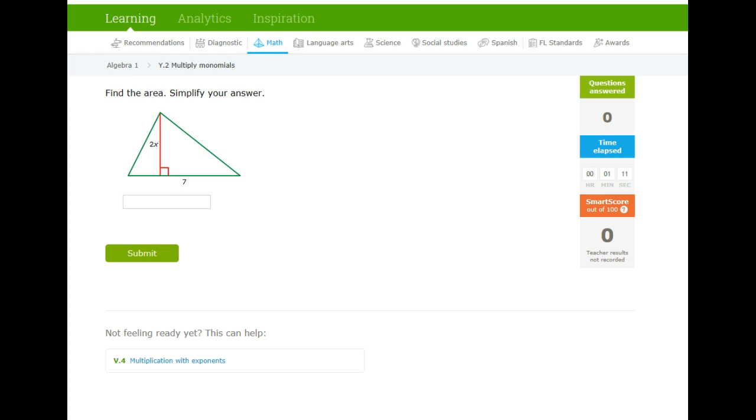This is the first question for Y2. They said find the area, simplify your answer. The area of the triangle is a basic area that you need to know, which is base times height divided by 2. The base of the triangle here is 7. The height is 2x. So you multiply 7 times 2x, which is equal to 14x. And then you divide it by 2 because the area of the triangle is base times height divided by 2. When you do that process, 7 times 2 is 14x, and then you divide it by 2, the answer is 7x.